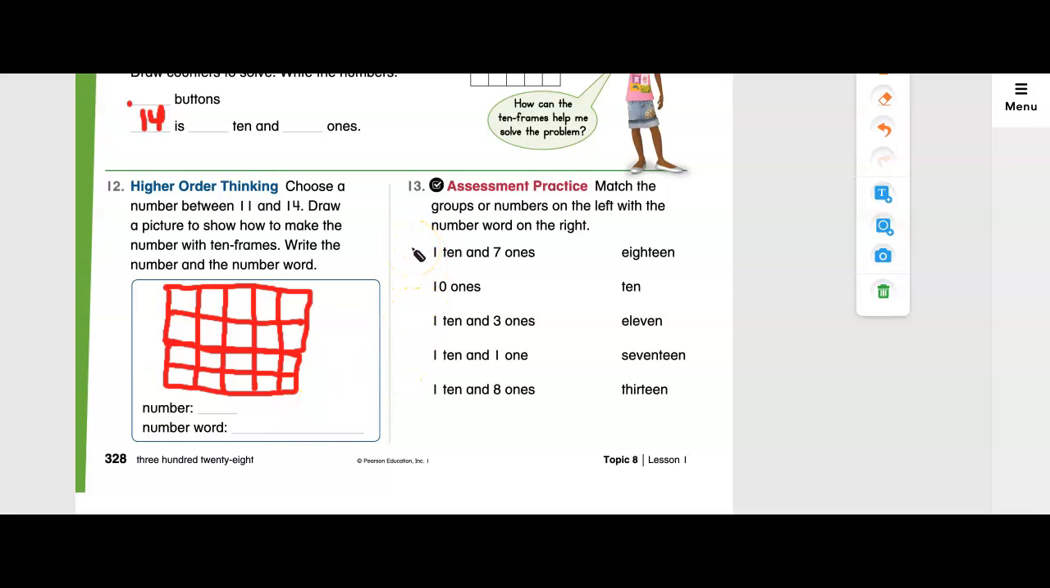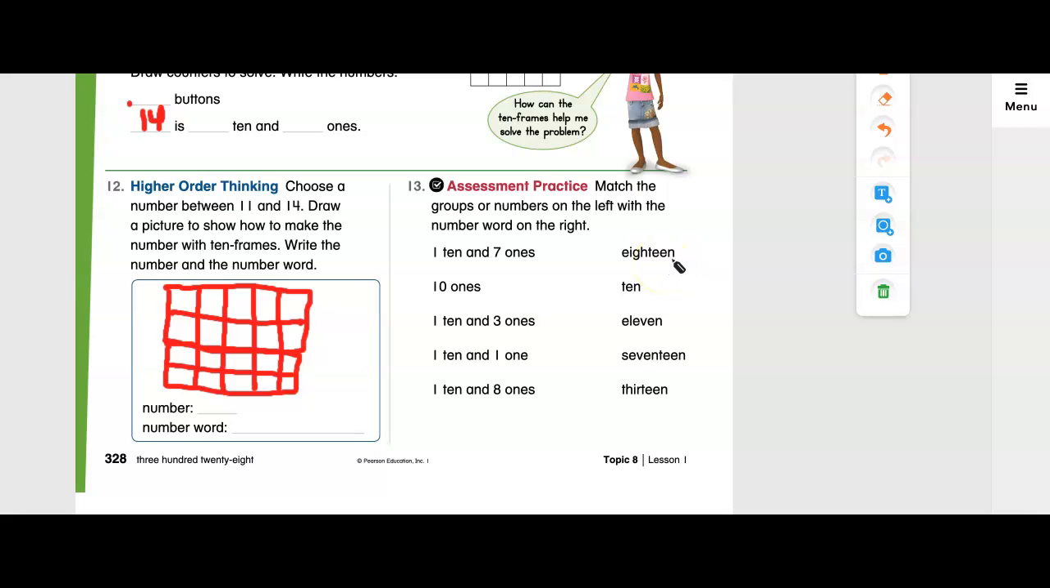For your last problem, problem number 13, it says assessment practice. Match the groups or numbers on the left with the numbers on the right. On the left, it says 1 10 and 7 ones. I would then have to look at the column on the right to match the word that matches this description. 1 10 and 7 ones.